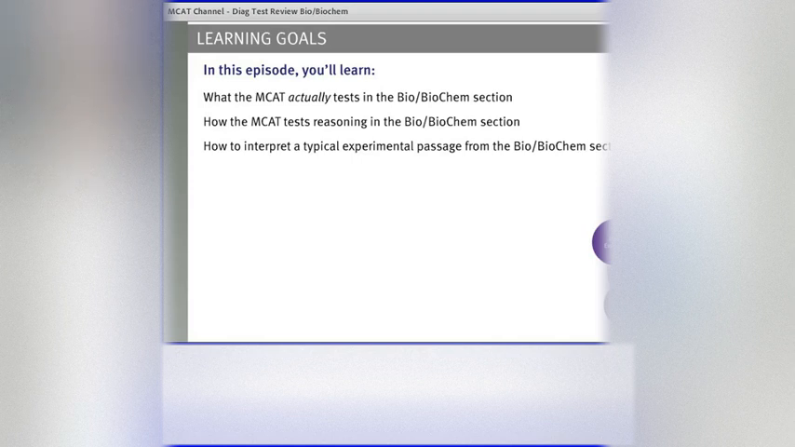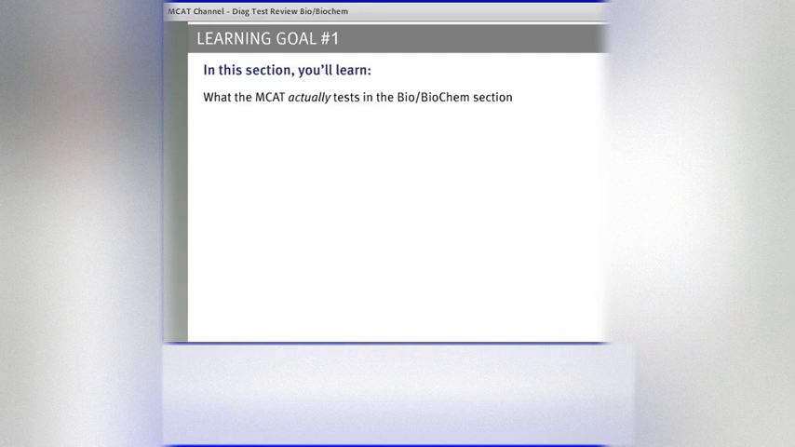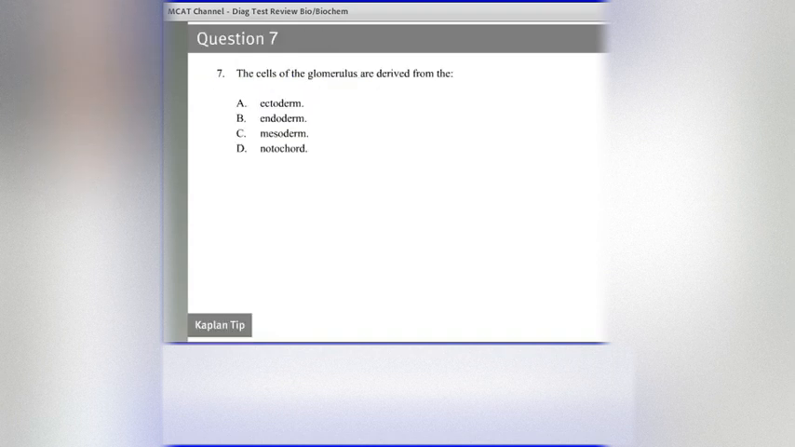Let's jump right in. First of all, what the MCAT actively tests in bio and biochem. Well, this is going to be a shocker. Bio and biochem content. So questions like this are foundation level bio and biochem material that we absolutely have to know going into the exam. This is a question that you would see in an introductory biological course in general, where you'd have to go through and memorize the different dermal layers, and then this would be a fast point.